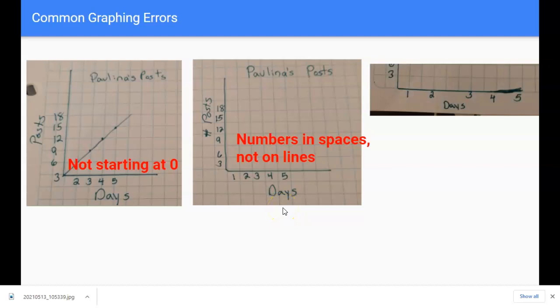And the last mistake that I've seen several students make is uneven spacing. So you can see here along the x, they've got 1 space between 0 and 1, but 2 between 1 and 2, 3 between 2 and 3, 2 between 3 and 4, and 2 between 4 and 5. It's up to you what spacing you want to use, but it has to be consistent and the same. So whether that's 1 space between the numbers or 2 spaces, as long as you do the same thing each time.